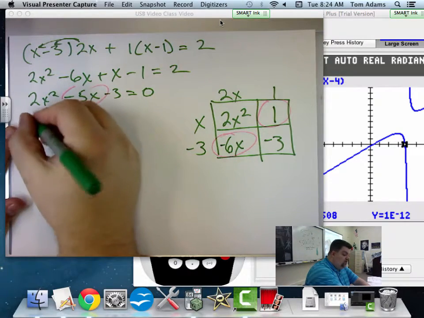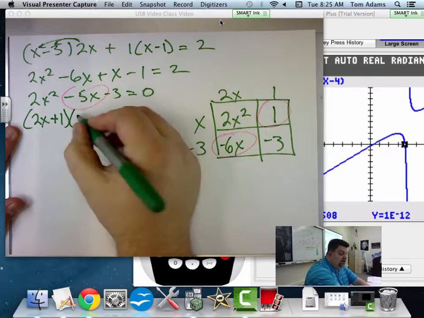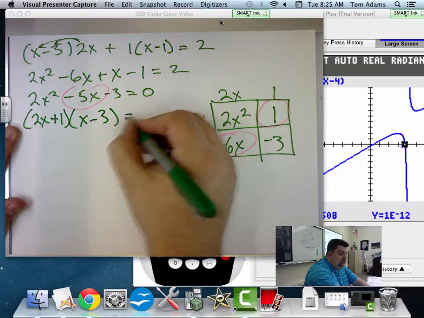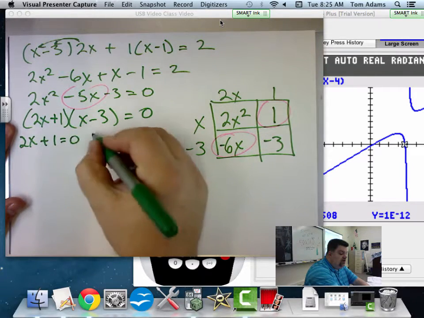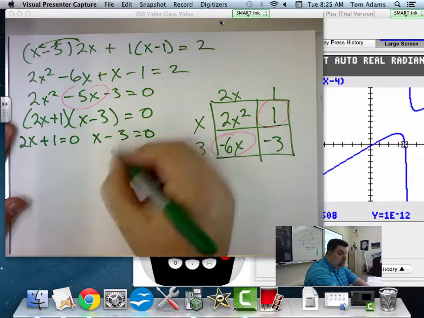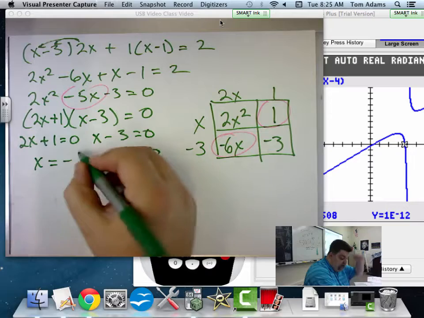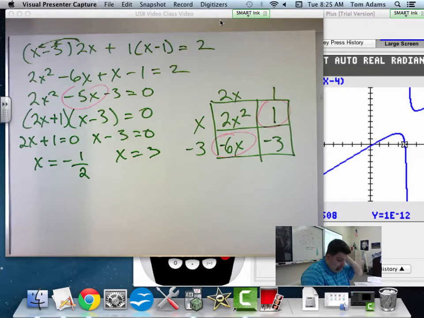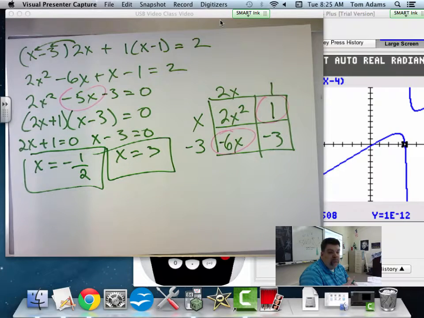I misspoke. This is 2x plus 1 times the quantity x minus 3. That equals 0. So we say 2x plus 1 equals 0, x minus 3 equals 0. So x equals 3, and x equals negative 1/2. Those are my two solutions. Now, how could I verify that?